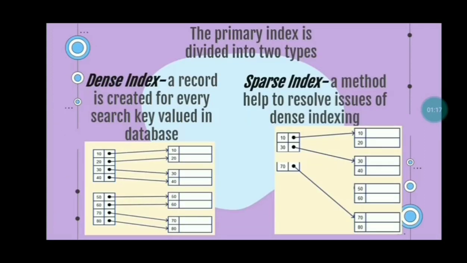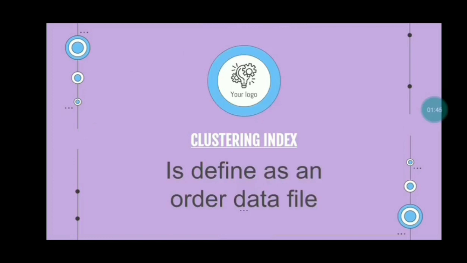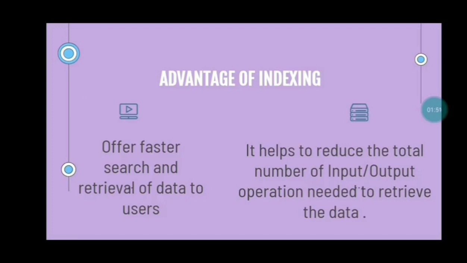So the secondary indexing is a method whose search key specifies an order different from the sequential order of the file. So the primary index is divided into 2 types: dense index and the sparse index. Dense index is a record created for every search key value in database. So mao siya ang example. Ang sparse index is a method that helps to resolve issues of dense indexing. So ito ay paraan upang malutas ang issue sa index. So, ang clustering index is defined as an ordered data file.